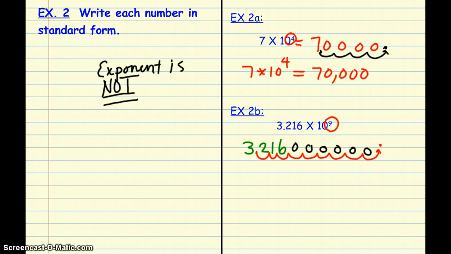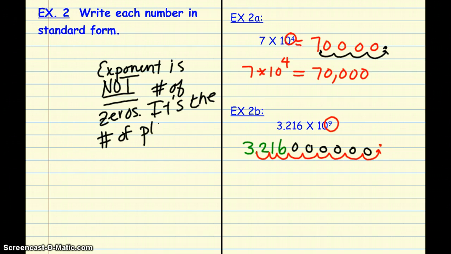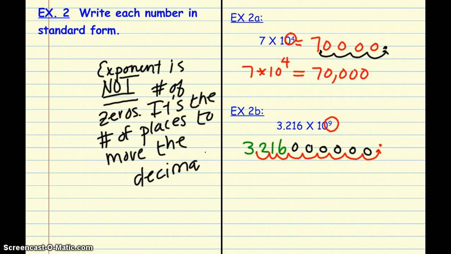Is not the number of zeros. It's the number of places to move the decimal. That's key when going from scientific notation to standard.